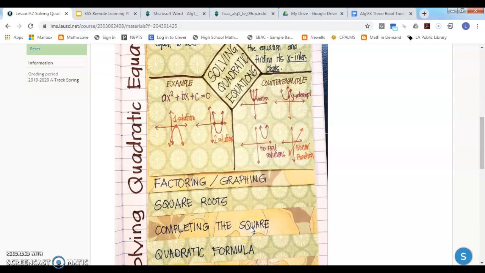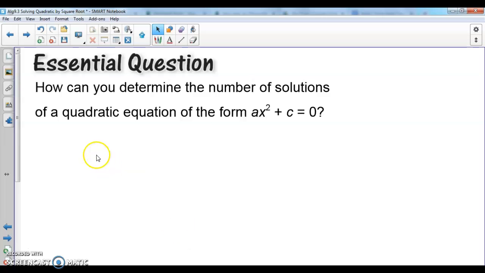So what I need you to do first is, if you haven't updated your foldable, go ahead and copy the notes that I wrote in the foldable part for square root. So our essential question for this topic is, how can you determine the number of solutions of a quadratic equation of the form ax squared plus c? So I want you to look at the form that we're going to look at.